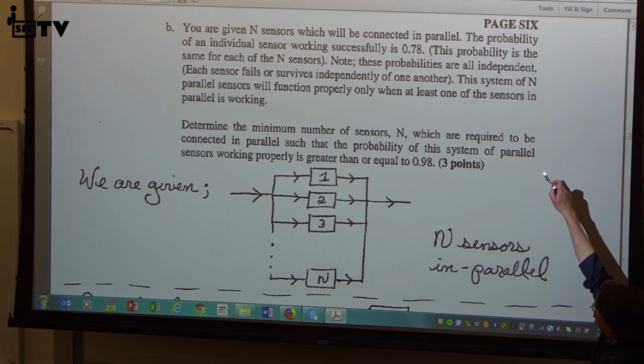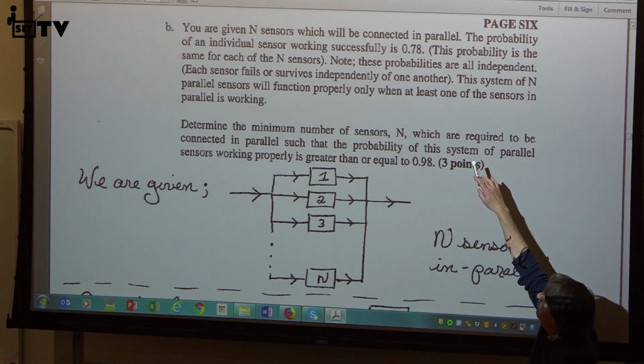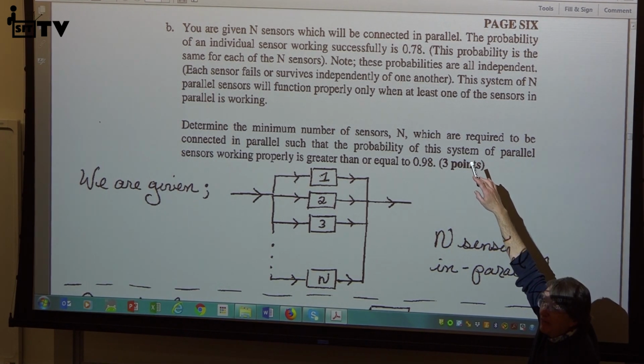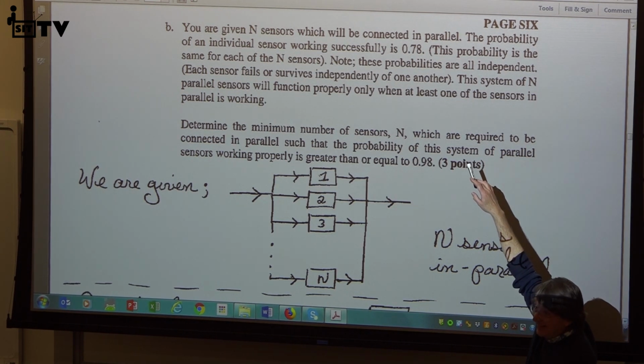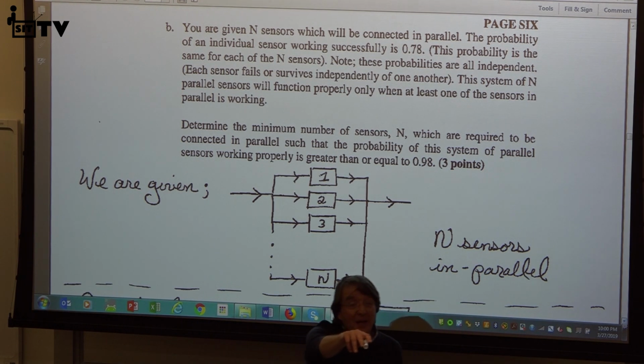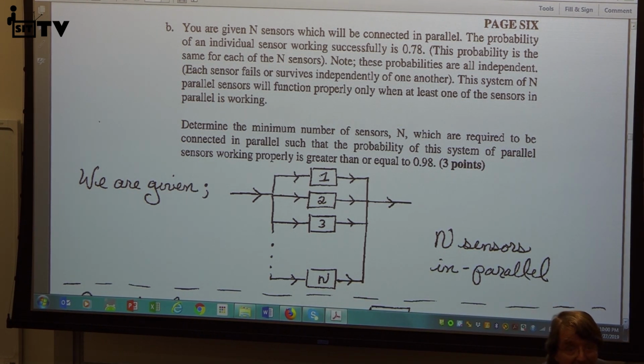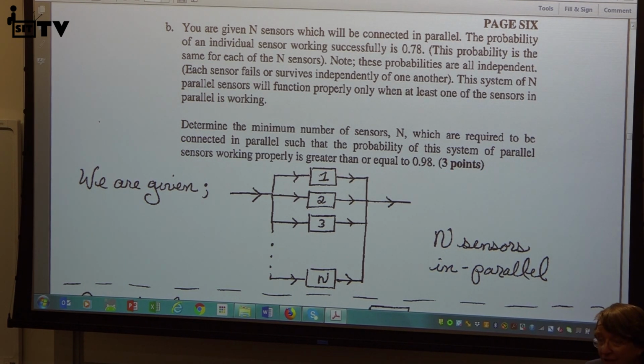Now, each sensor, this is very interesting, each sensor only has a probability of working of 0.78. That's interesting. The probability of a sensor working is 0.78. But the argument is if I put enough of them in parallel, I can get to 0.98. So I say, excellent. How do I now figure this out?